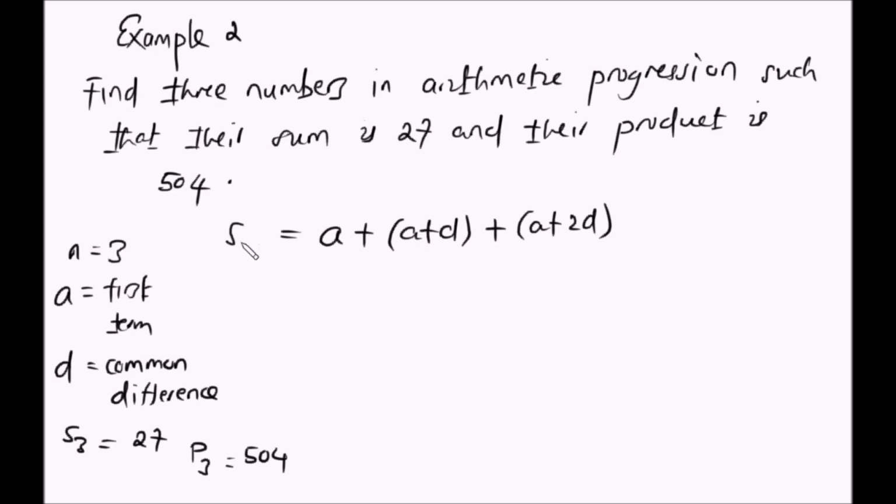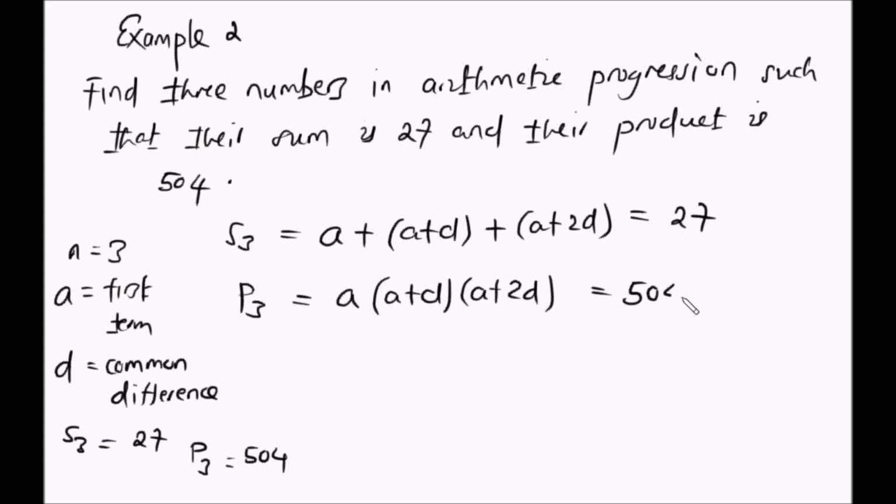So the sum of these 3 numbers, what did he say? It's 27. The product, now, after adding we multiply. So I multiply the first term, this second term and this third term, and I will get the product of the 3 numbers. What did he say? It's 504. So find these 3 numbers. Get this, this and this. So all I have to do is find a and d here.